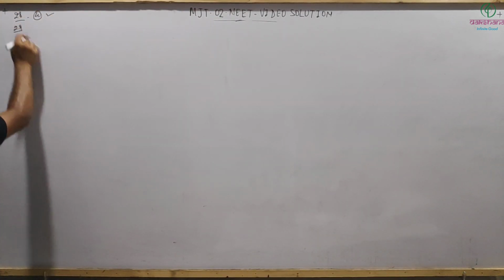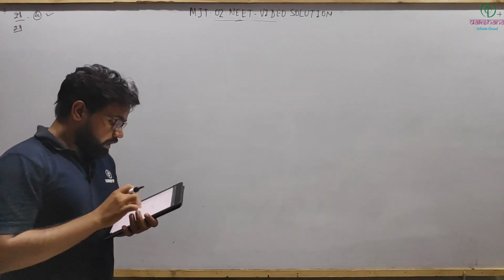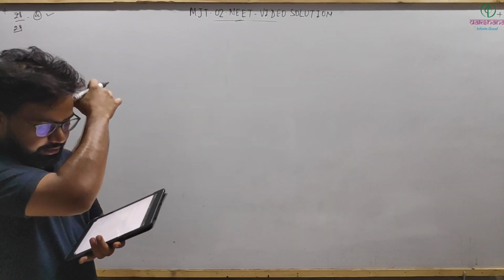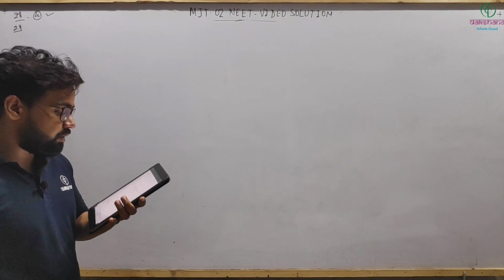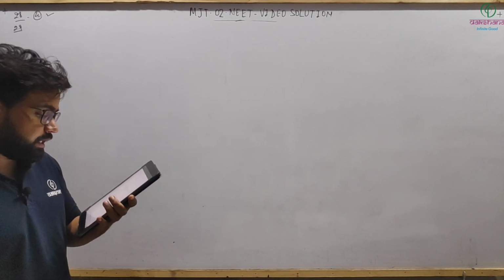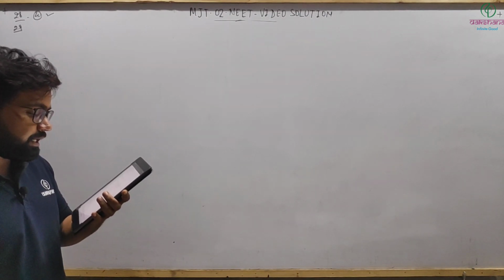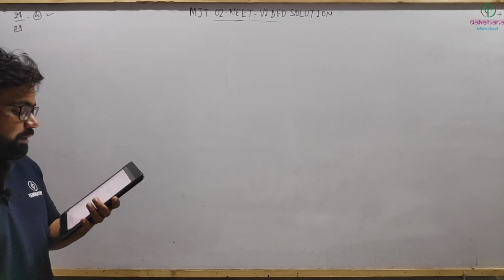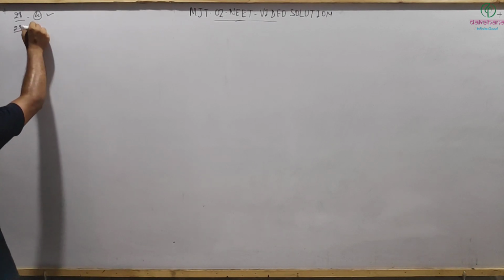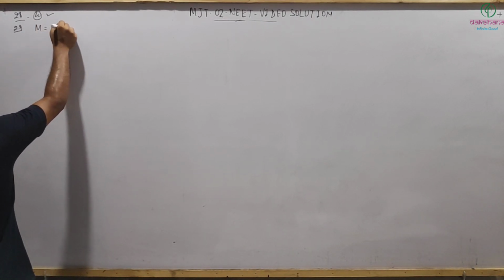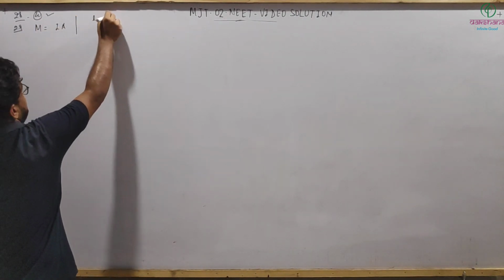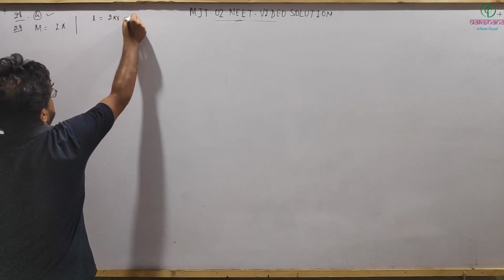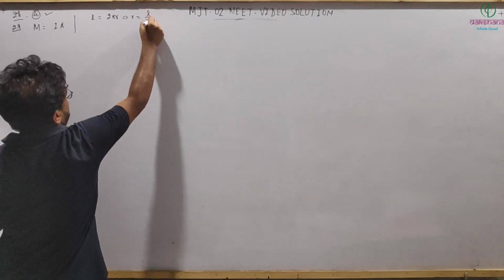Question number 29. A current carrying wire of length L is bent to form a circular coil of 1 turn. After that it is again bent to form a circular coil of 2 turns. Find the ratio of magnetic moments of the coils respectively. So magnetic moment is given by I multiplied by A. Length L is equal to 2 pi R, which implies R is equal to L by 2 pi.